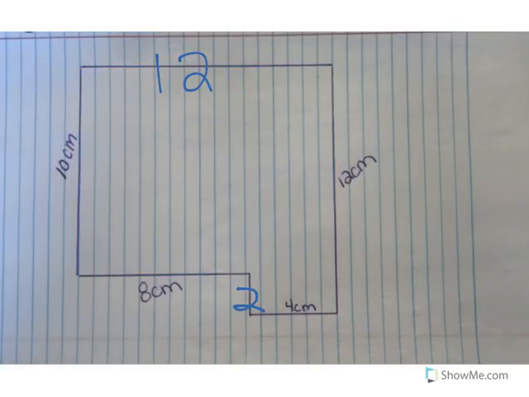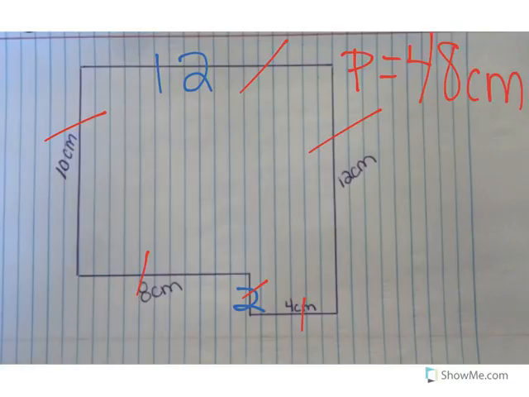So let's first take a look at the perimeter. Perimeter is the distance around a figure. So we have 12 and 12. That gives me 24. 24 plus 4 is 28. Plus another 2 gives me 30. Plus 10 is 40. Plus 8 gives me 48. So the perimeter of the shape is 48 centimeters. That one's pretty easy. Now let's take a look at area.